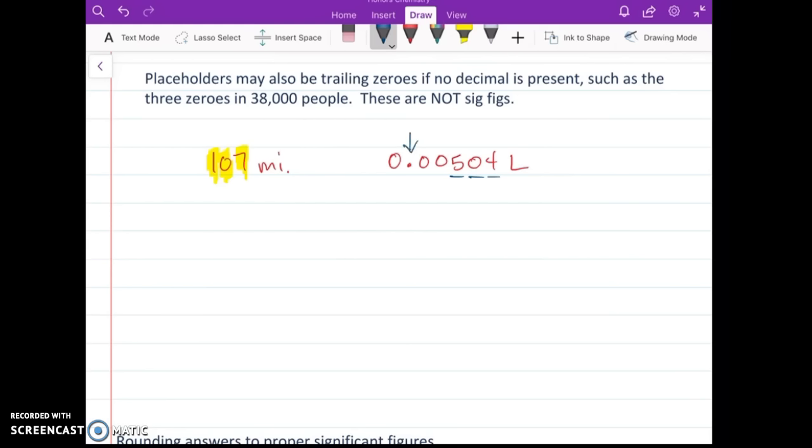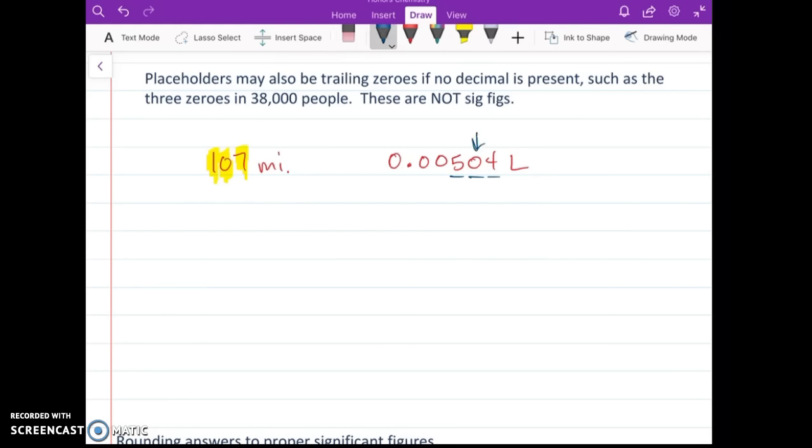The decimal does not make these guys captive zeros. A lot of people think that between the decimal and the 5, those would be captive zeros. They are not captive zeros. To be captive zeros, they have to be between non-zeros, like this 0 right here in the middle of the 5 and the 4.